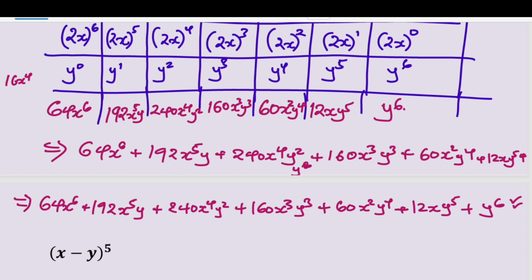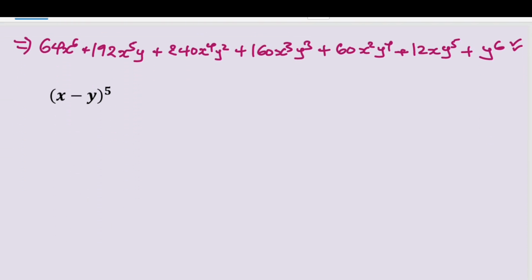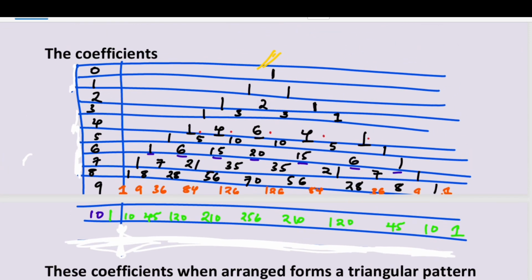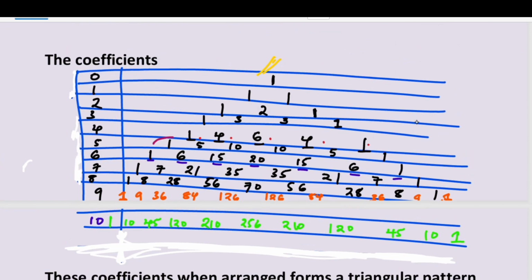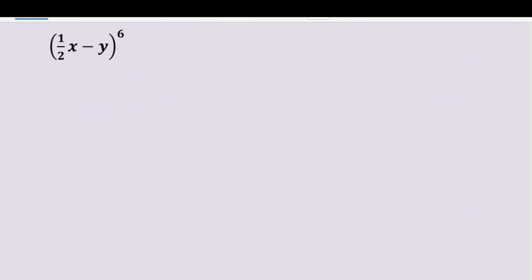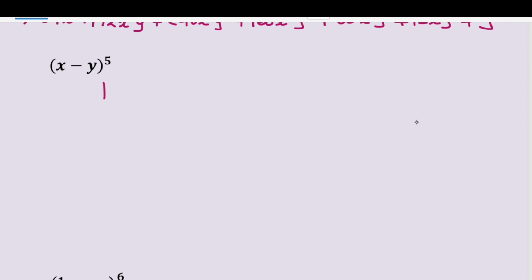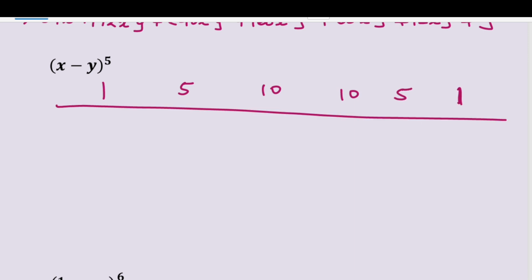I want to believe that you have understood how that expansion works. Let's see example 3. x minus y raised to power 5. So when power is 5, these are the coefficients. It is 1, 5, 10, 10, 5, 1. So the coefficients will be 1, 5, 10, 10, 5, 1. Those are the coefficients.